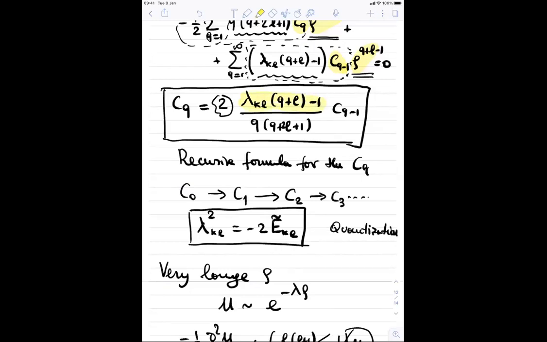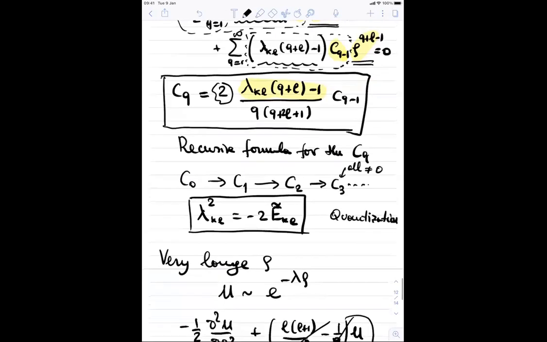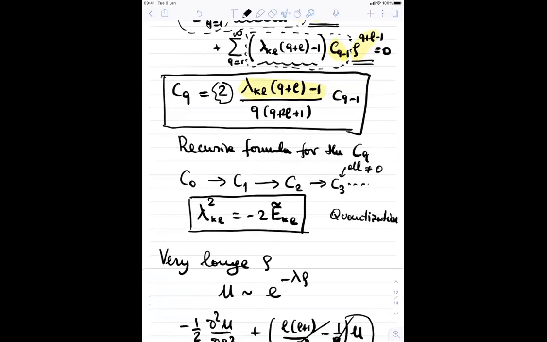Generally speaking, the Cq's are all different from 0, up to c infinity. An infinite number of constants. Now, this, it turns out, is not a good thing. The only way out is the following, that this factor here becomes 0.